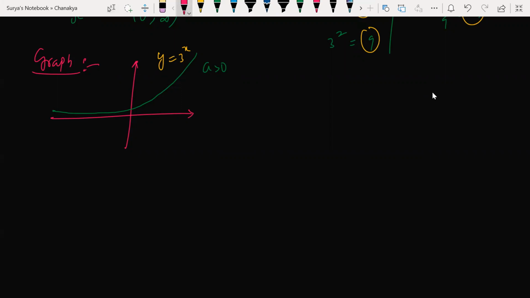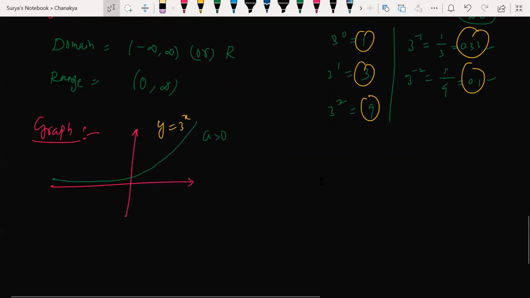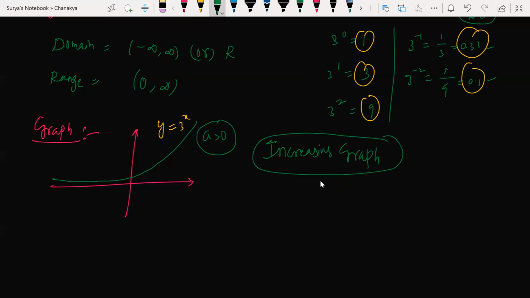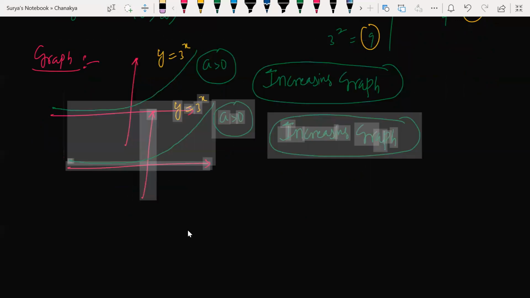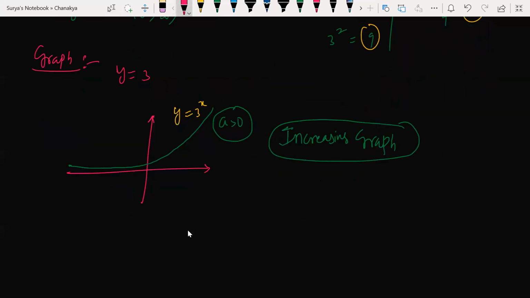So this is how the graph of the exponential function is going to be. This graph is particularly when a is greater than 0. This is my increasing graph. Increasing graph is possible if a is greater than 0. Now this is my case one. This is the graph of the exponential function y is equal to 3 to the power of x.